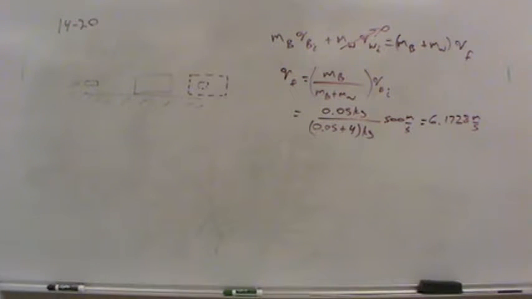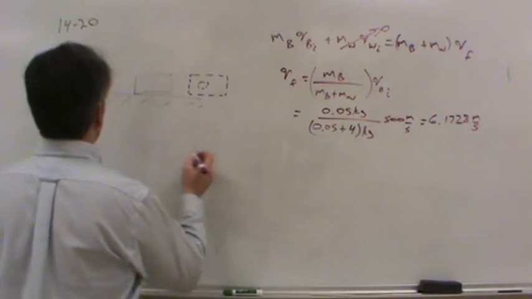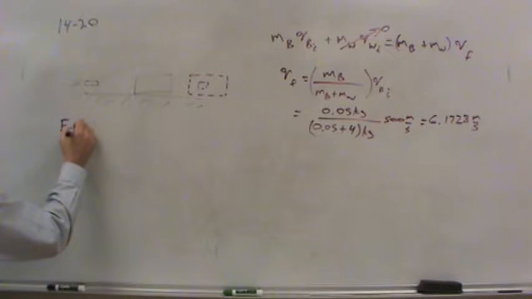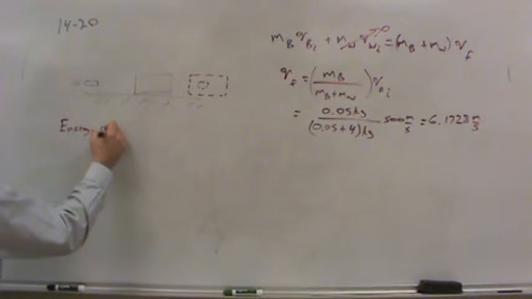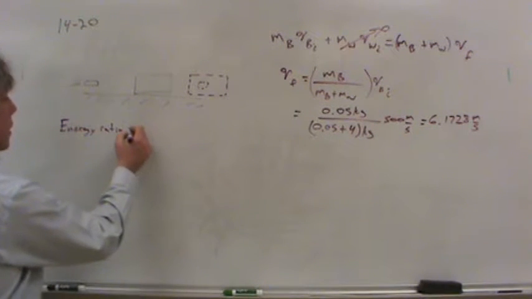Part B asks about energy loss. And really what they're saying, they say the ratio of the final kinetic energy of the block and the bullet to the initial kinetic energy of the bullet. So let's take that as an actual ratio. So energy ratio. So they want the kinetic energy final over initial. So it's a percentage basically.